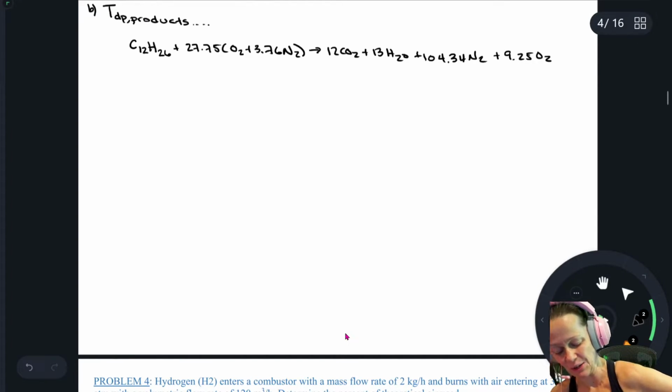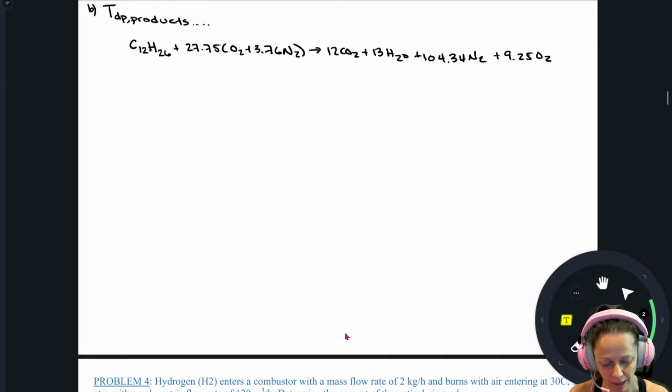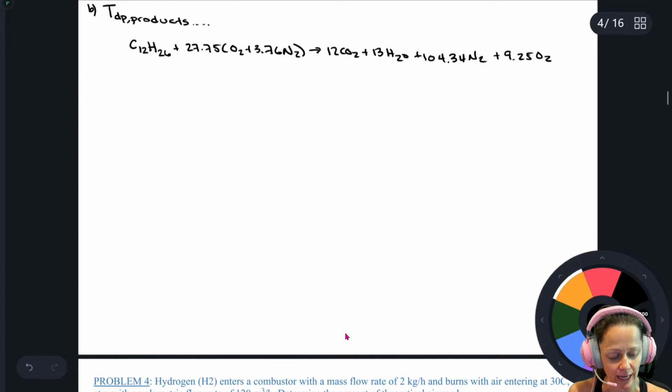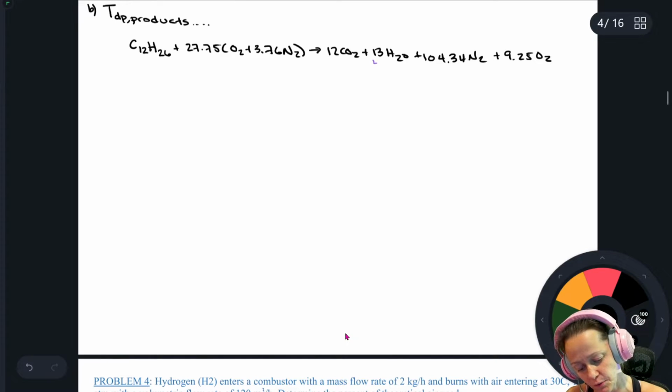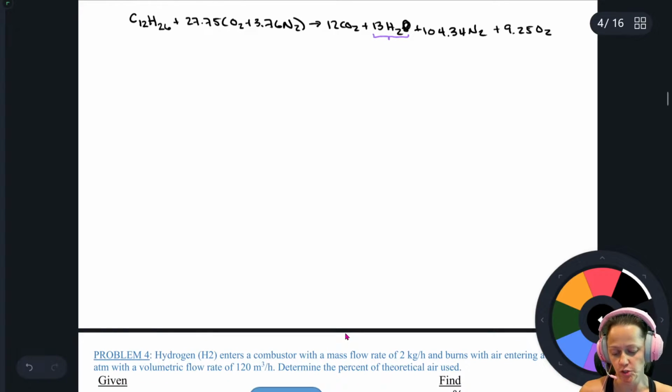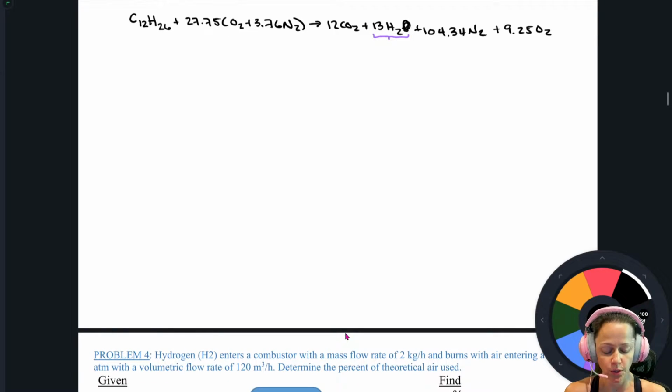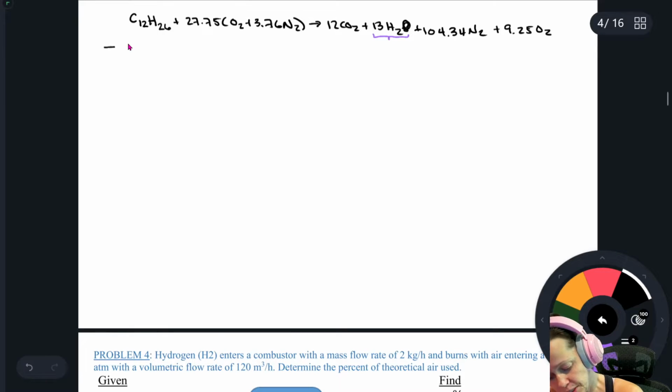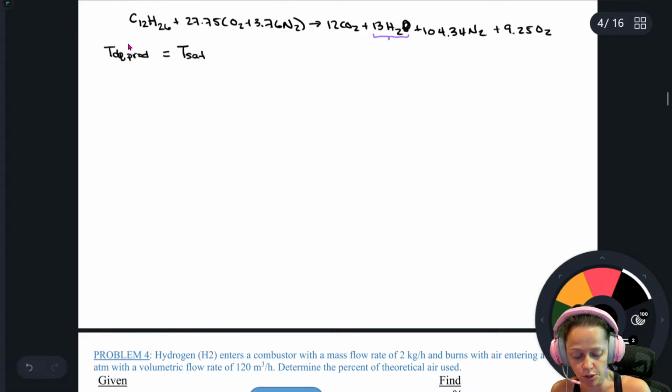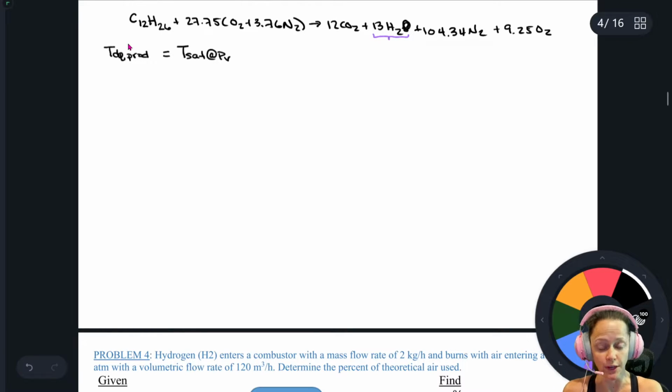So here's my balanced chemical equation, and I am looking at the dew point temperature of the water in the products here. Let's make that actually look like an oxygen there. Remember our dew point temperature and how we defined that in the previous chapter. That dew point temperature, T_DP, for the products, is the saturation temperature at the vapor pressure of that water.